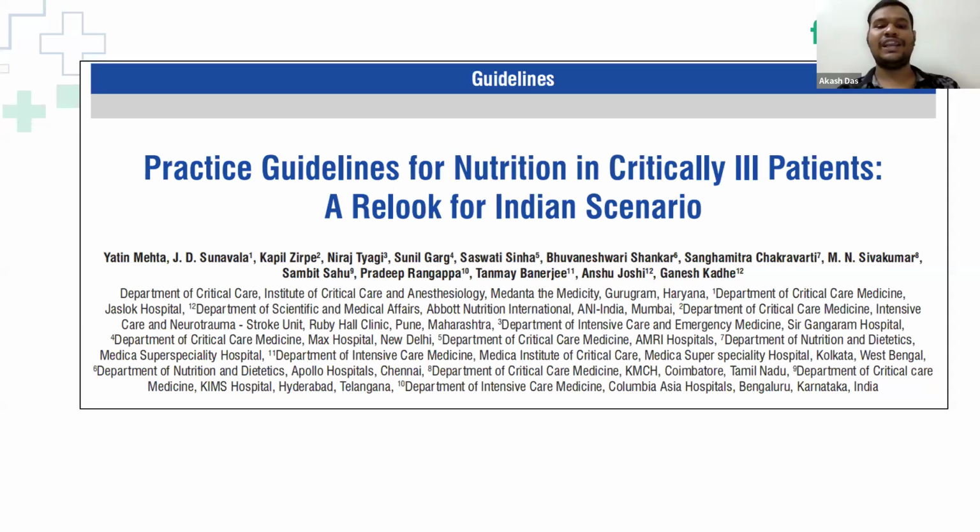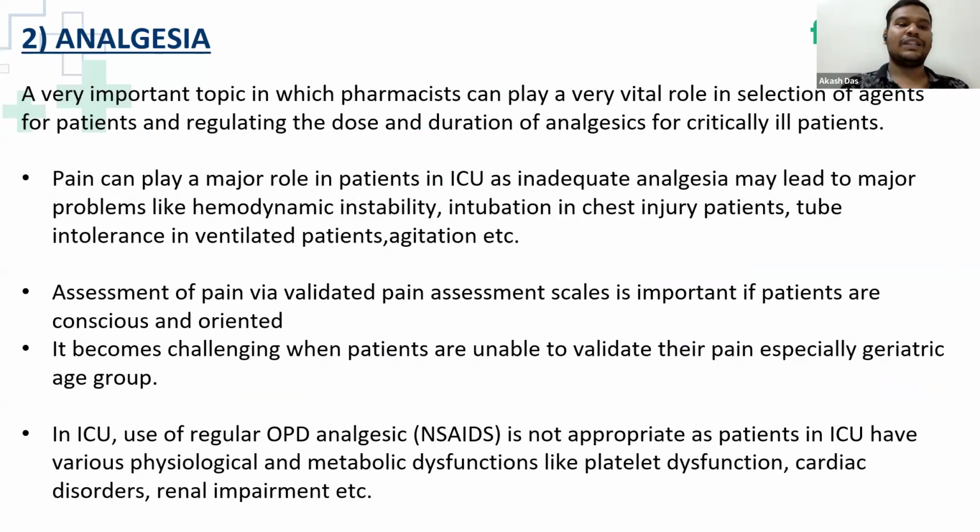So this was about feeding. Mostly I have told you about two societies in Europe and America. In India also, our experts from the Critical Care Society have developed practice guidelines for nutrition in critically ill patients, specially based on the Indian scenario. We can all go through this because it will help you decide the nutrition practice in an Indian scenario. So next is analgesia.